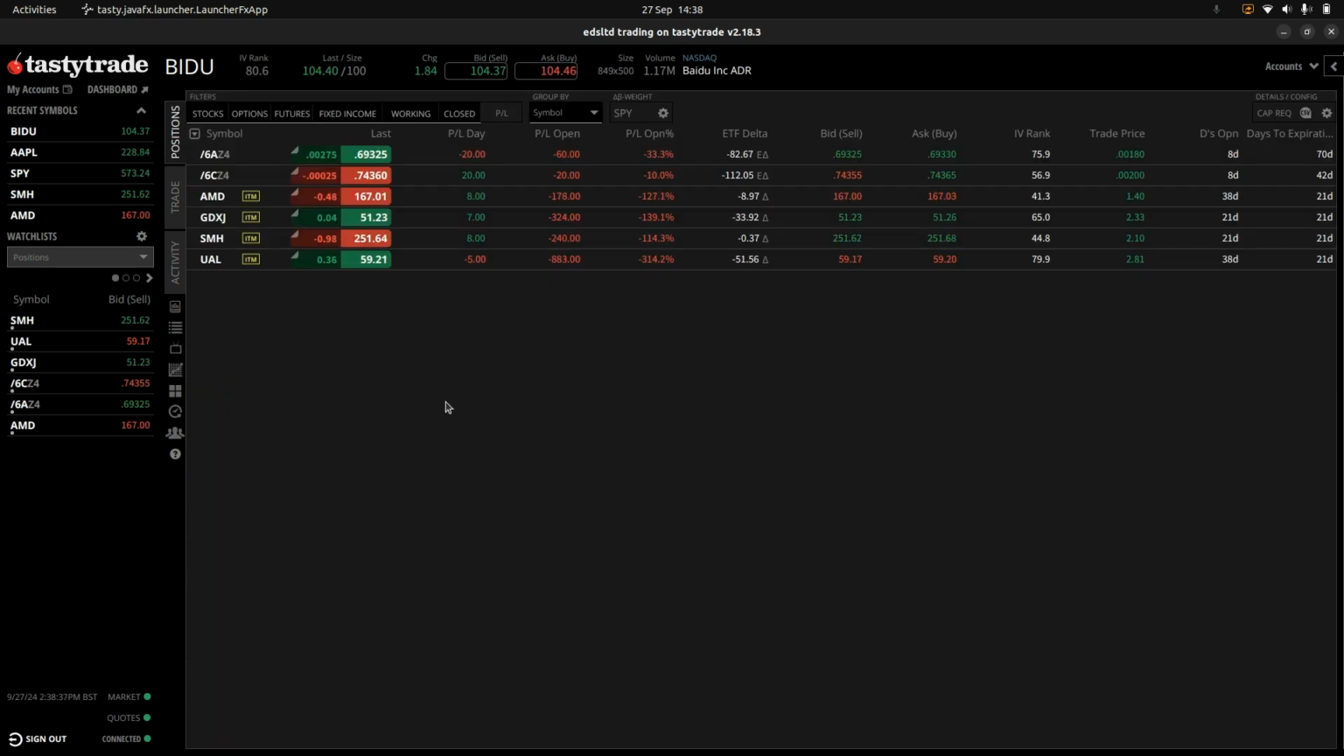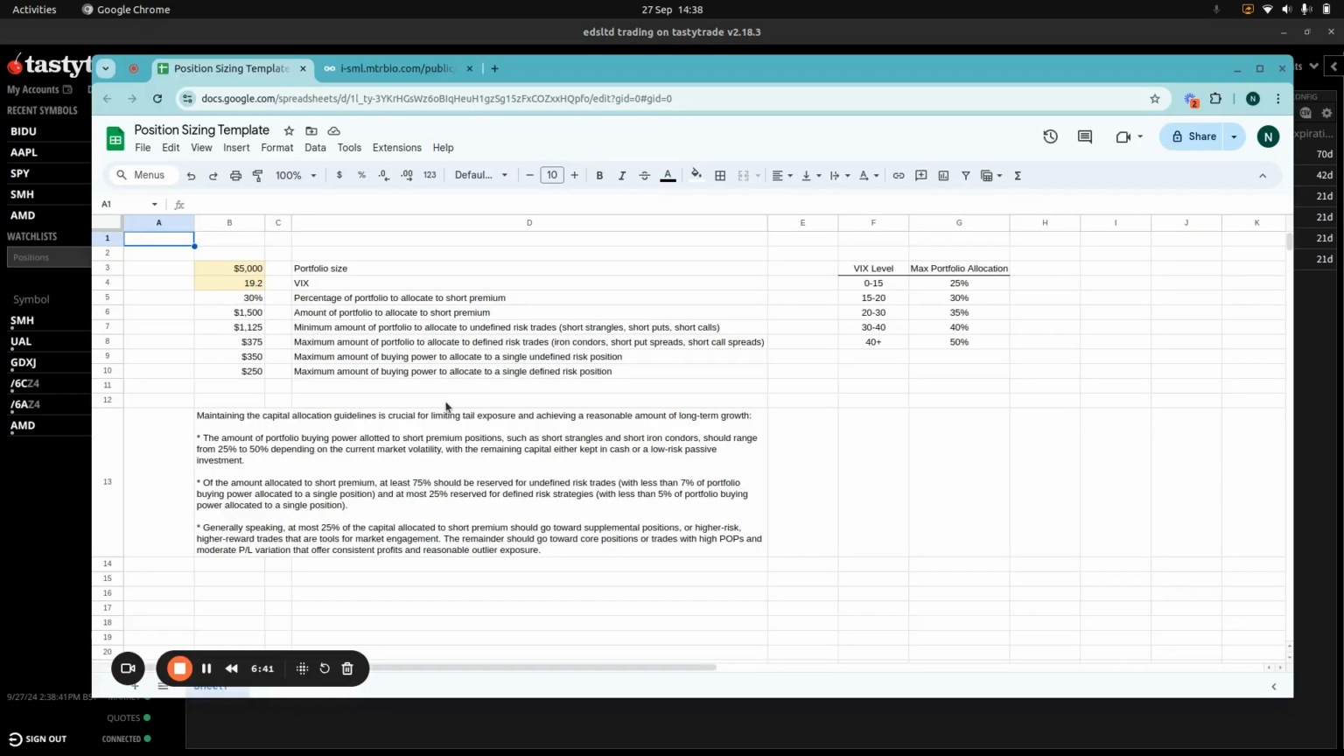So with that in mind, there is also something else you need to know, and that is the sizing of your position. It doesn't matter what you do, how you trade, what you know, if your sizing is wrong, it will ultimately end poorly for you. So we have a position sizing template. It's free for everyone to use.